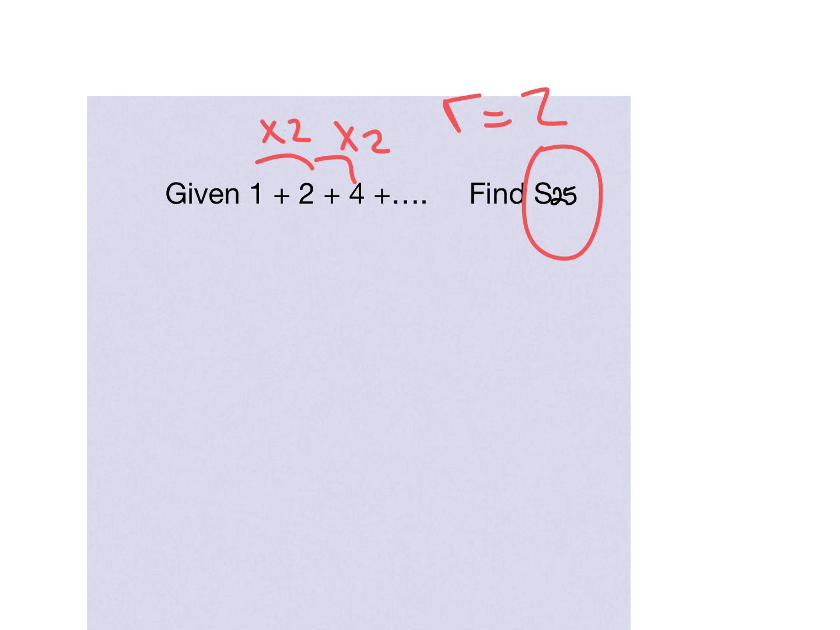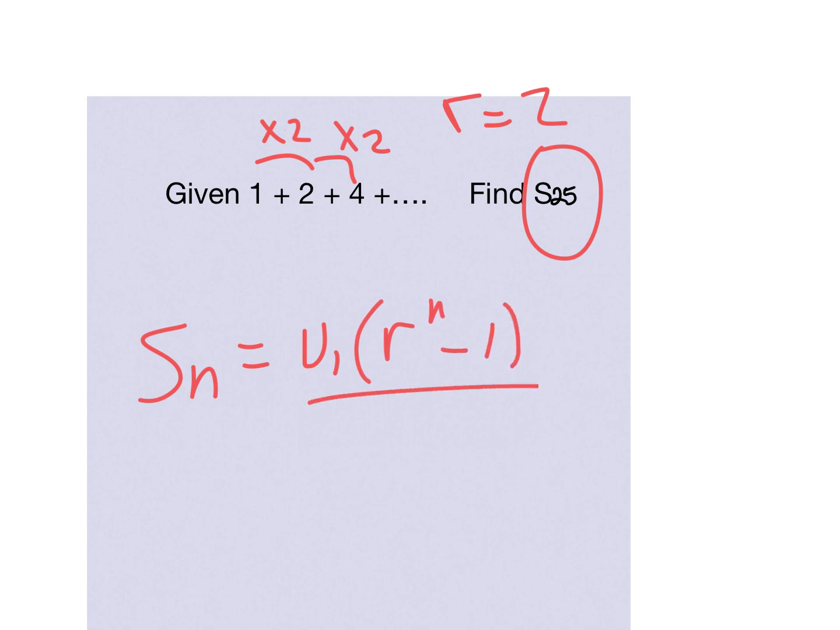I'll give this a shot. Or is this a geometric kind? Yep, the one that has the R in it, right? So the formula says S sub n equals, can you read it to me? Yep. Parentheses R, and then an N, minus 1, all over R minus 1. Excellent. Now we just have to know what R and N and U sub 1 are.